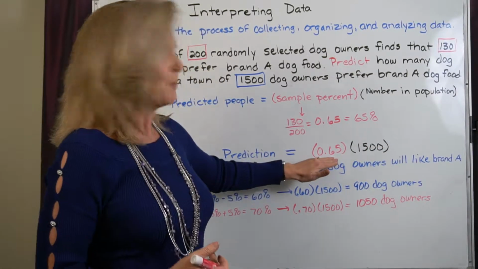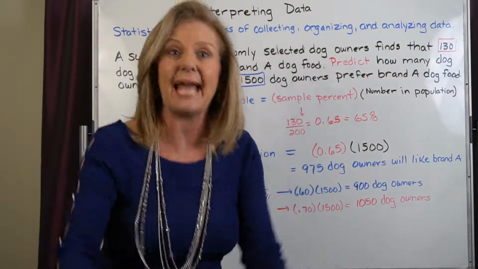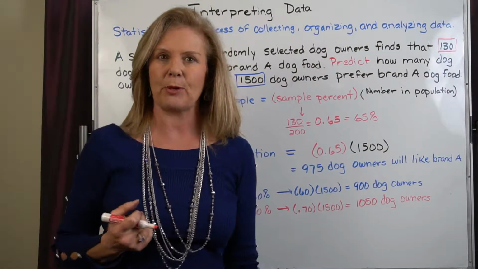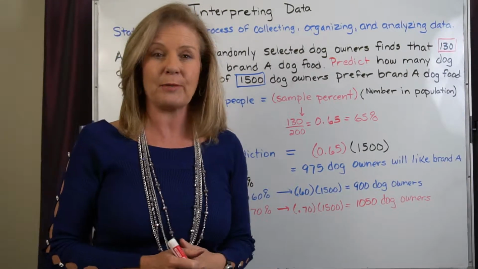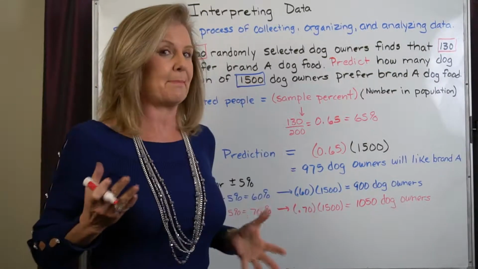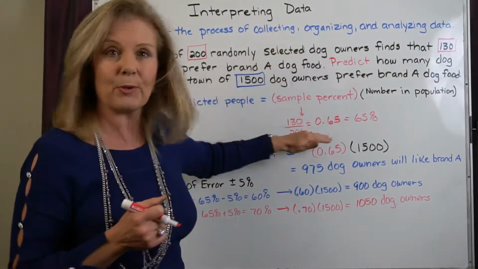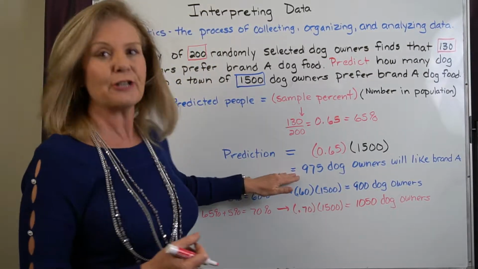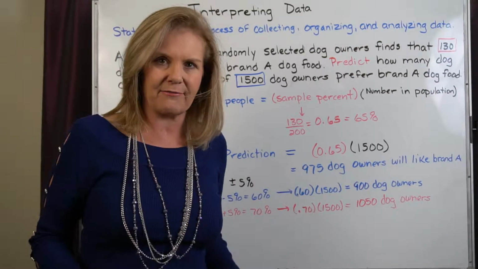So I'm going to take that 0.65, and now I have to multiply it by the population of the town, the one that I'm looking for. So I know the town has 1,500 people. So if I want to know 65% of that town of 1,500 people, then when I multiply that, I see that that's 975. Now, what does that mean? It means if that 65% held true from the sample, then I could probably make a pretty accurate guess that 975 dog owners are also going to like the brand A out of the 1,500 people.